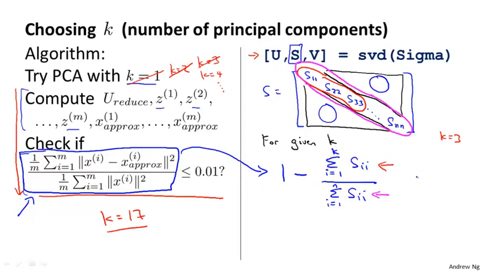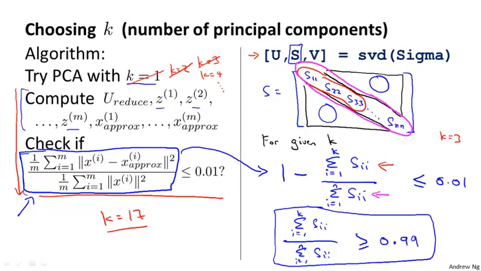And so what we can do is test if this is less than or equal to 0.01, or equivalently, test if the sum from i equals 1 through k of Sii divided by the sum from i equals 1 through n of Sii is greater than or equal to 0.99, if you want to make sure that 99% of the variance is retained. So you can slowly increase k, set k equals 1, k equals 2, k equals 3, and so on, and test this quantity to see what is the smallest value of k that ensures that 99% of the variance is retained.